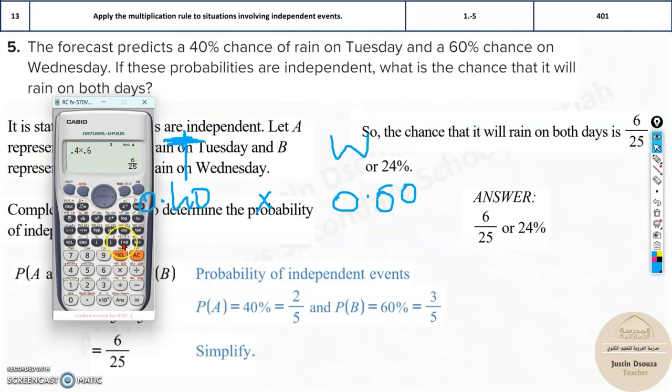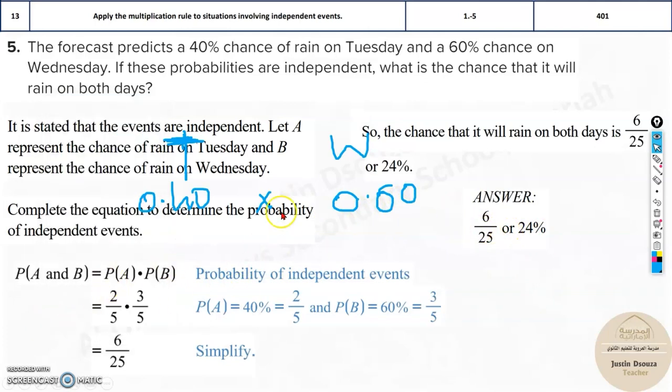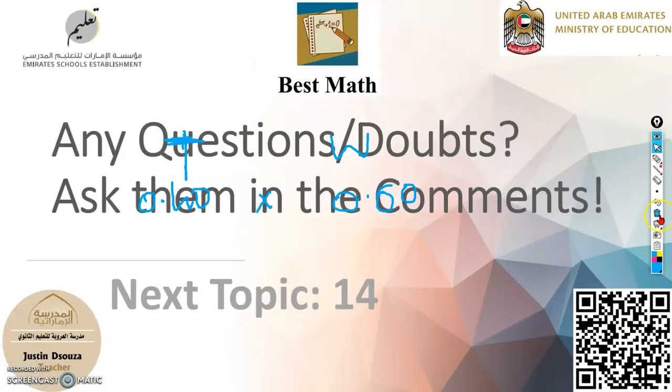Now, here it is 6 by 25. What they have done is 40% is 2 by 5, 60% means 3 by 5. They have written in fractions and multiplied, but the answer will be the same. You can multiply directly. Why do you want to do extra steps? If you understand the concept, it's more than enough. And you will have 4 options, so you can easily choose the correct answer. So that is the end of topic 13. Topic 14 is also on probability, but that is about conditional probability, which we'll see in the next video.